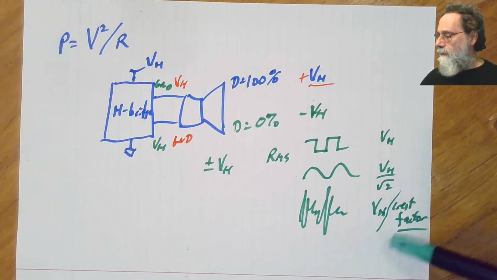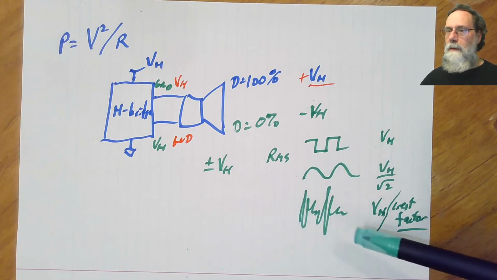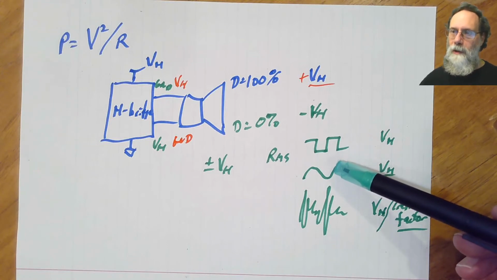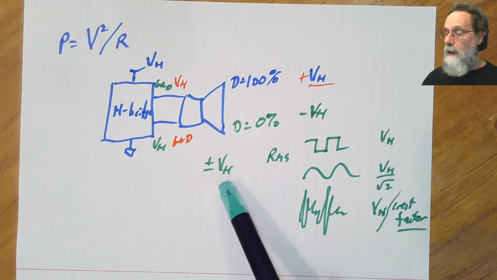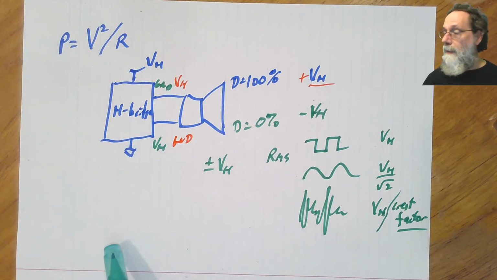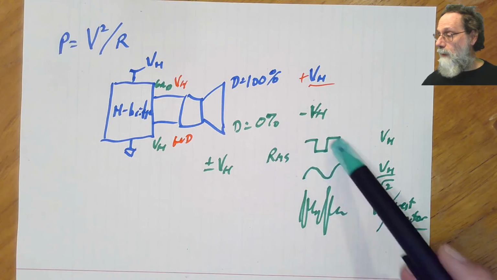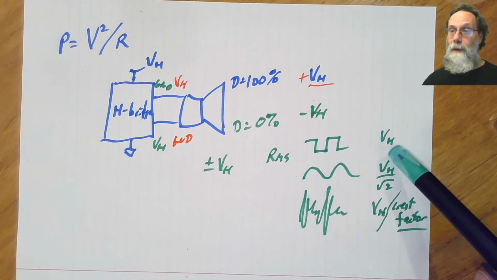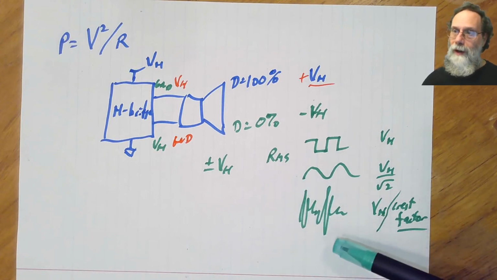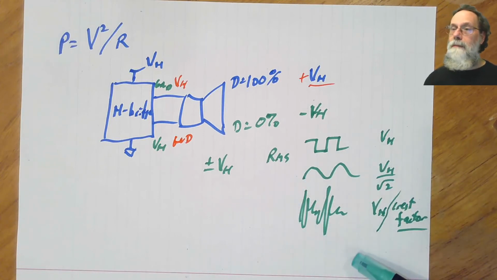And so what we end up with is that the power that we get to the loudspeaker, the power that determines the loudness of the sound, depends not just on the voltage that we're putting into the H bridge. That determines the loudest sound we can get, the maximum power we can get, because the square wave is the most we can ever get, which is VH. But with other sounds, we may get substantially less than that.